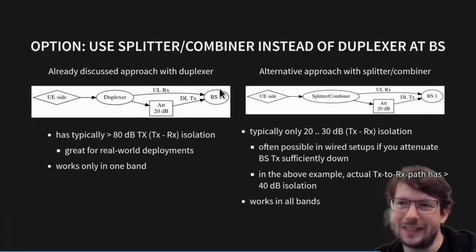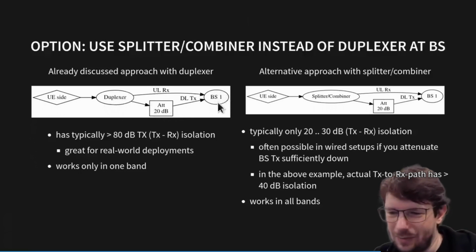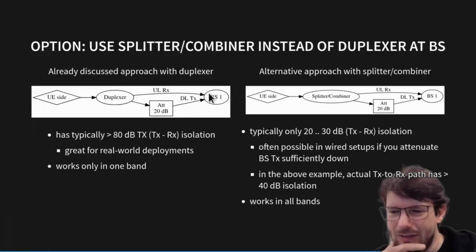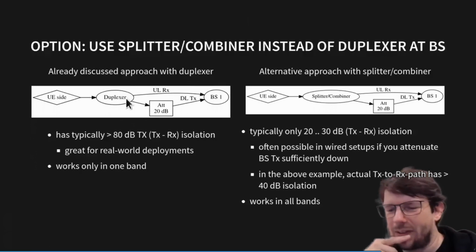In a normal base station deployment, you have your base station. That base station might transmit up to 40 watts of power. That goes into the duplexer. And of course, it's not attenuated beforehand. Here you have the antenna on the left-hand side. And the isolation between the transmit and the receive side is sufficiently high that you don't desensitize or even damage the receiver of the base station. So that's really nice for real-world deployments, very low insertion loss and very high isolation, but it's specific to one band.